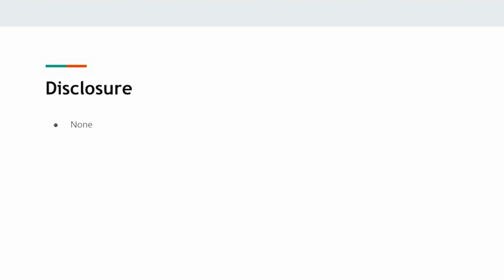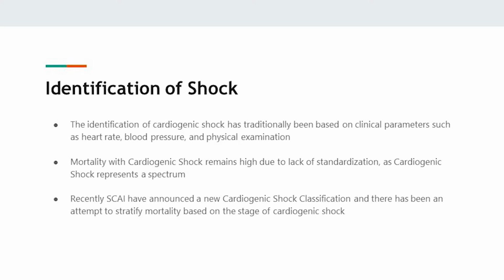I have no disclosures. Traditionally speaking, the identification of shock has been based on hemodynamic parameters and clinical parameters such as blood pressure and physical exam. Recently, there has been a classification established by an expert consensus at SCAI, announcing a cardiogenic shock classification in an attempt to stratify those who are at highest risk of mortality.